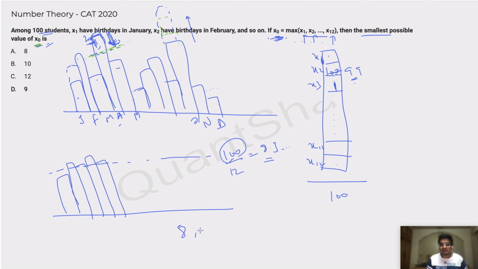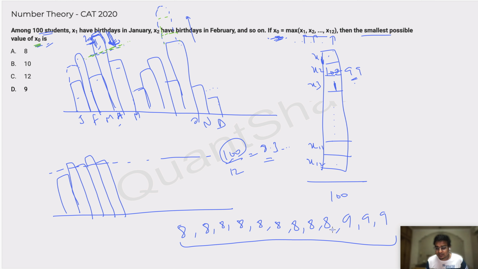Your January has 8 birthdays, and so do February, March, April, May, June, July, August, and September. And now let's say October, November, and December have 9 birthdays each. If you look at this, it completes only 99 students: 8 times 9 is 72, plus 27 is 99. This only accounts for 99 students. एक birthday किसी का miss हो गया. It has to go in some month.